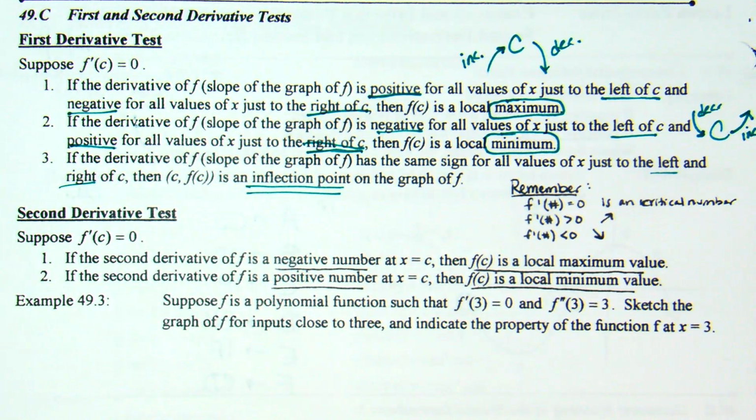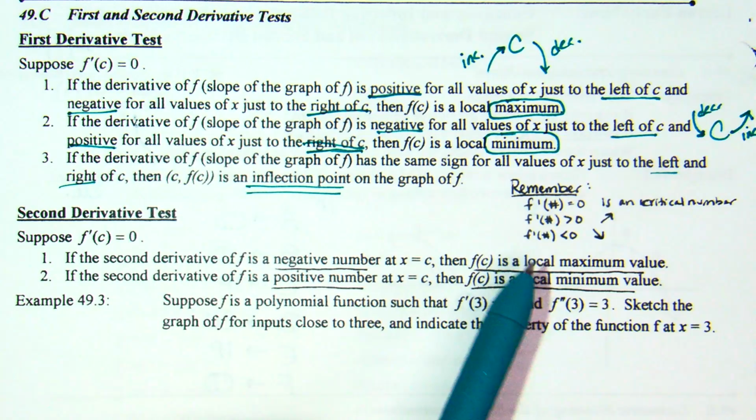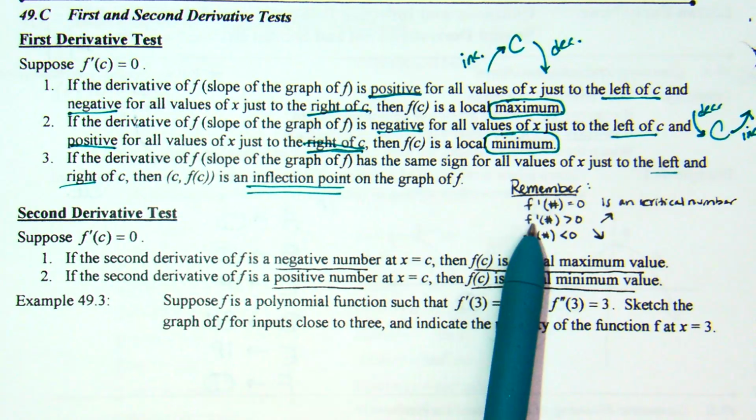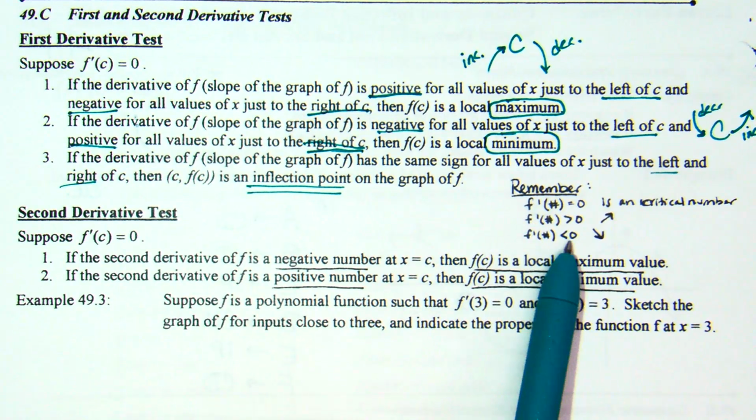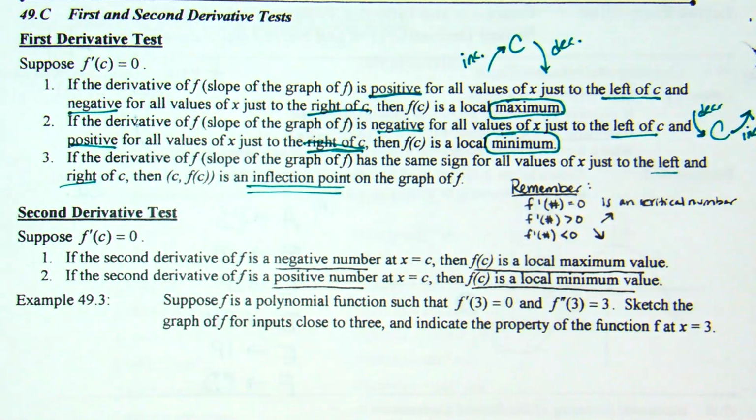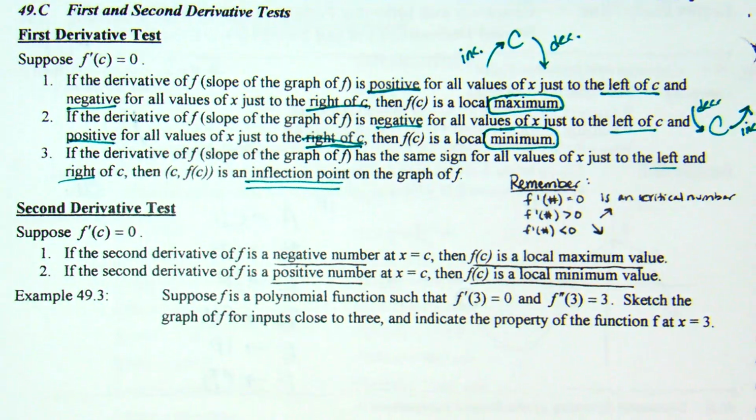And let's see, just kind of a side chart here. Remember, if the derivative equals 0, critical number. If the derivative is greater than 0, increasing. If the derivative is less than 0, decreasing. Okay, that's your first derivative test. As I said, we talked about that the other day. I can't remember what that was on, but I know we talked about it. So let's talk about the second derivative test.